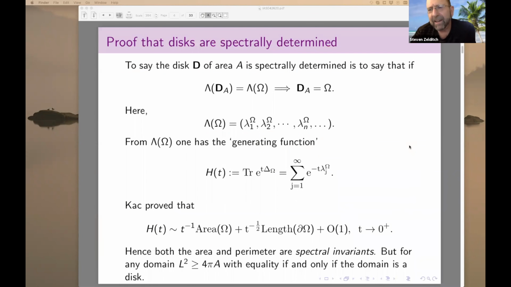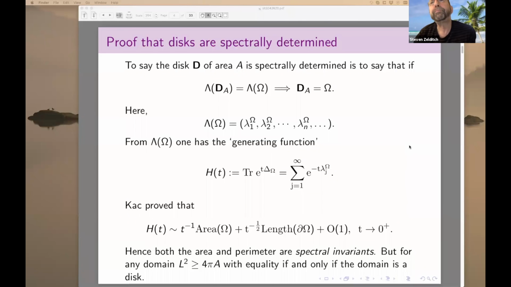Before I get into the details of what we're doing, I want to review Kac's proof that a disk is spectrally determined, so that you can see a simple model of how an inverse result is proved. To say that a disk is spectrally determined is to say that if another domain has the same Dirichlet eigenvalues as a disk, then it has to be isometric to a disk. We don't distinguish domains which are isometric to each other, that is, related by translation or rotation.